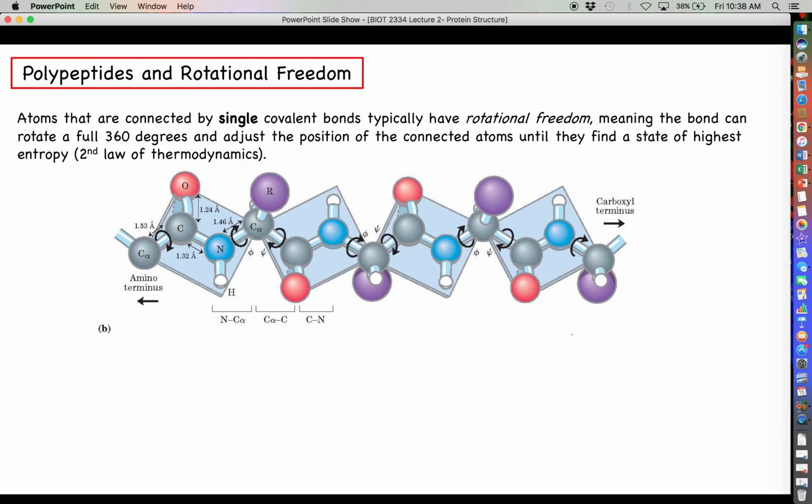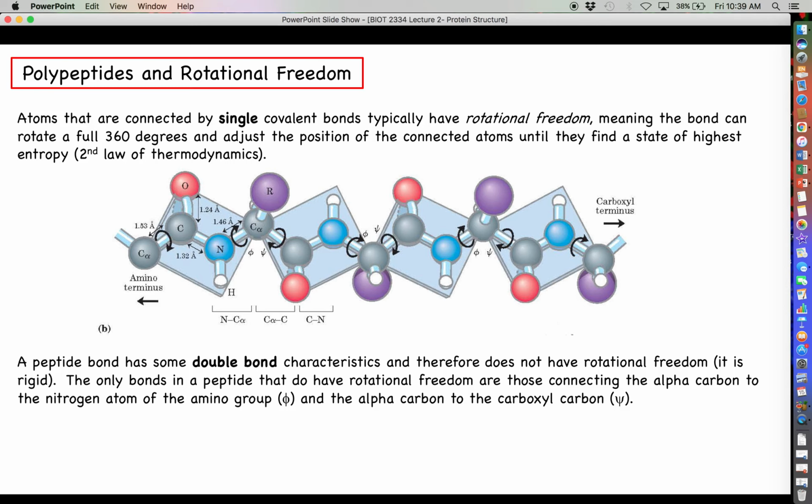The reason why in a lot of cases you want bonds to have rotational freedom is it allows those atoms to rotate until they find a state of highest entropy, which is in line with the second law of thermodynamics, which says that all physical processes proceed such that the level of disorder in the system reaches its maximum. So basically what that means is that we try to rotate these bonds so that the atoms attached get as far away from each other as possible.